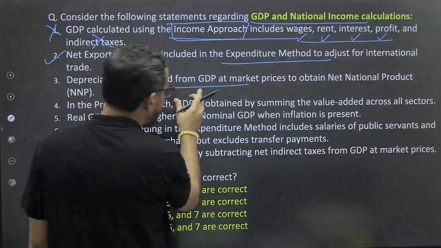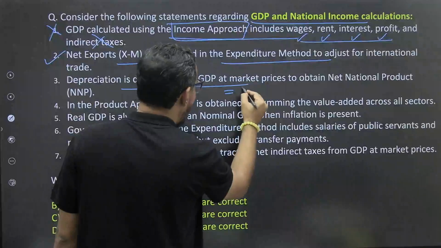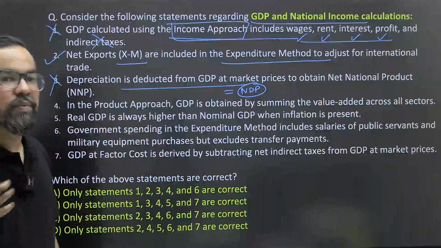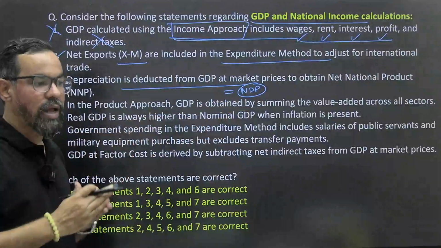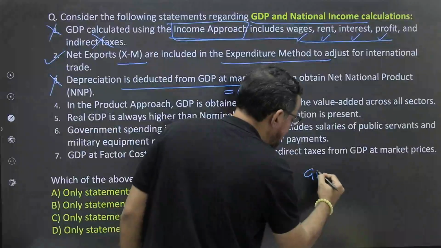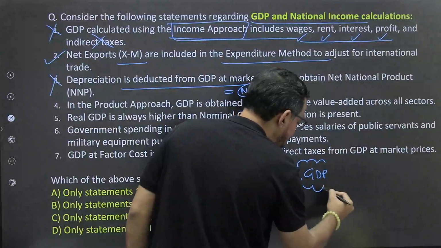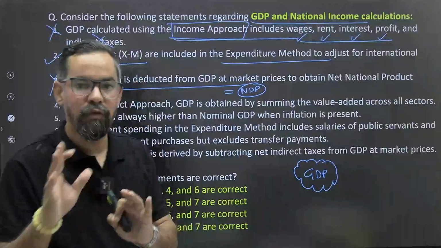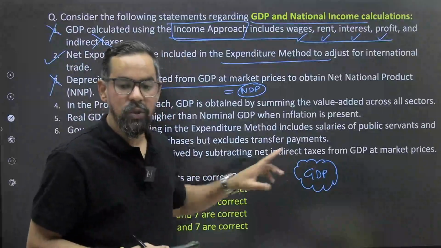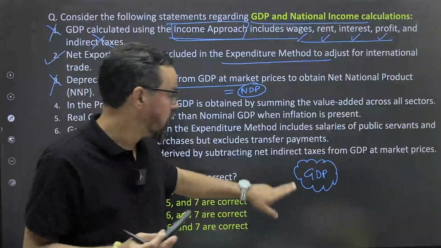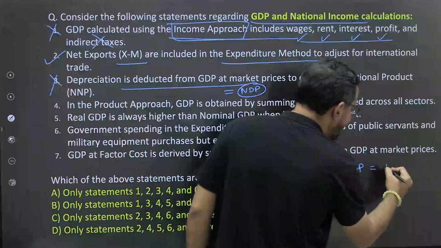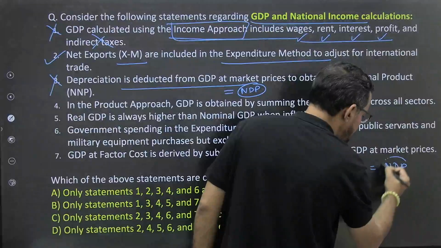Depreciation is deducted from GDP at market price to obtain net national product, NNP. Depreciation is deducted from GDP, but the outcome should be NDP, net domestic product. So this should be wrong. When we take GDP minus depreciation, it is NDP. We have a sequence. First we calculate GDP, which is the money value of all final goods and services produced within the geographical boundaries of that particular economy, whether produced by Indians or foreigners. After GDP, if you directly subtract depreciation, it is known as NDP, net domestic product.